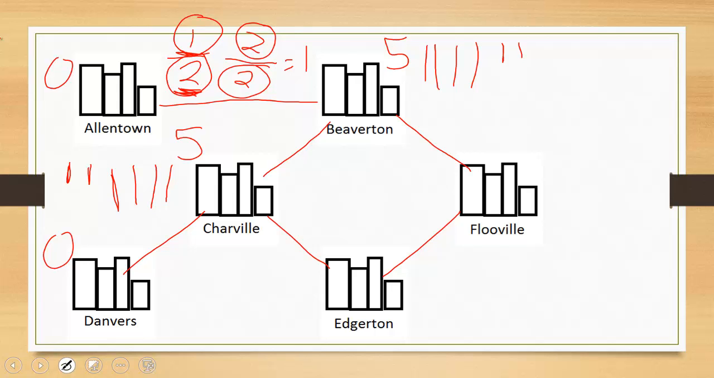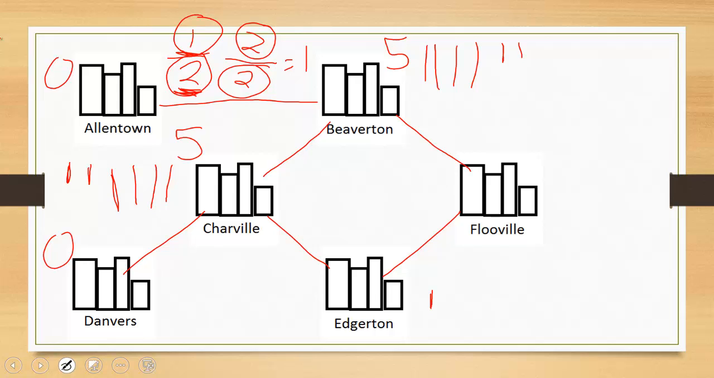Well, what about our last two, Edgerton and Fluville? Okay, let's consider someone who wants to go from Charville to Fluville. Half the time they would go through Edgerton, half the time they would go through Beaverton. So we're going to say there are 2 geodesics, and one of those 2 geodesics gets you through Edgerton. So we'll do a little half mark.